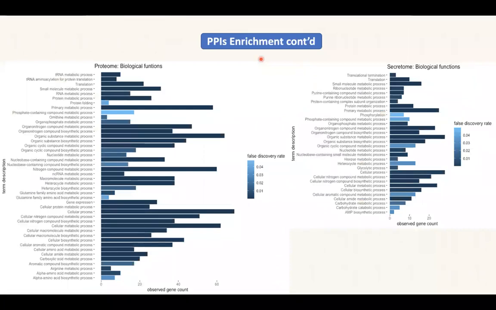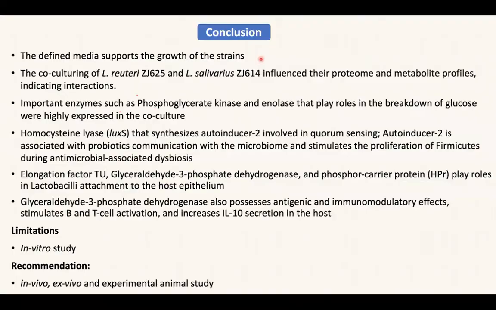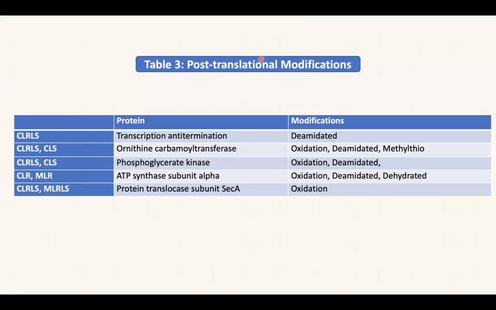Yeah, so this is showing the biological functions of the proteome and then the secretomes, that is for the differential proteomes and the differential secretomes. So metabolic process, these are just the biological functions of the identified proteins. Some of the post-translational modifications identified are transcription anti-termination, and deamidation, which was also found. We also identified oxidation and dehydration, that is loss of water molecules, and then the removal of ammonia.